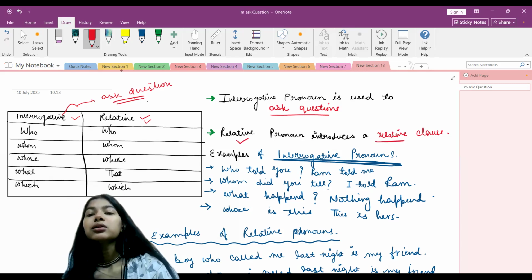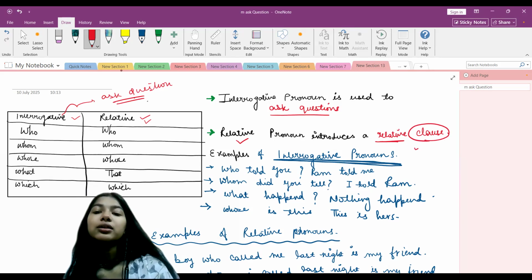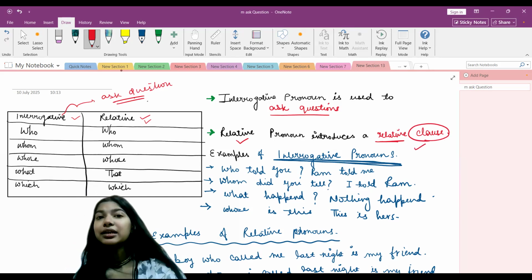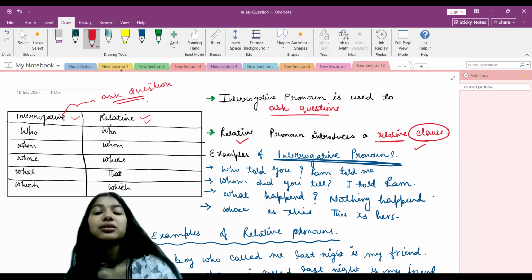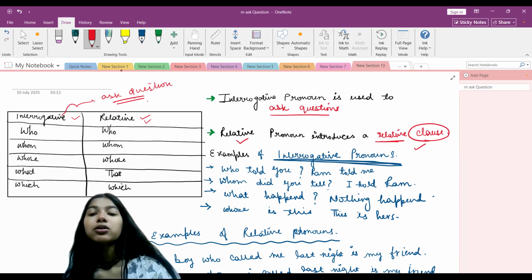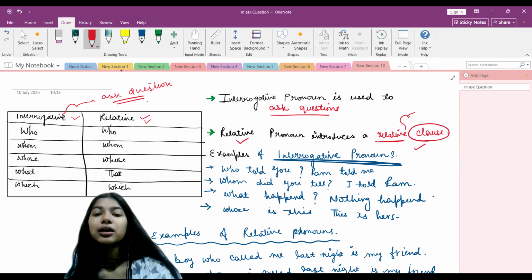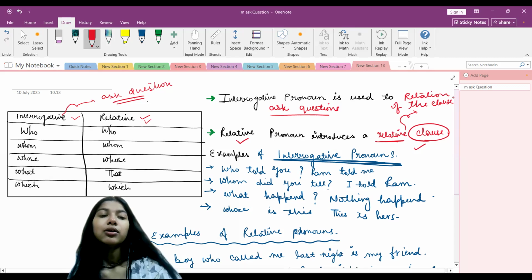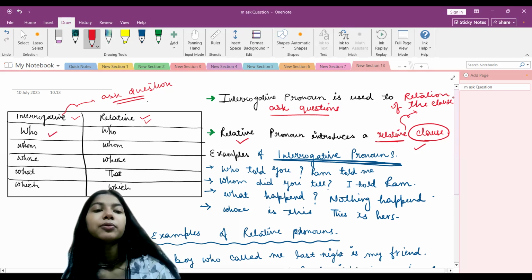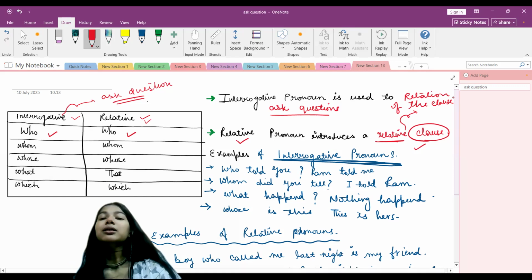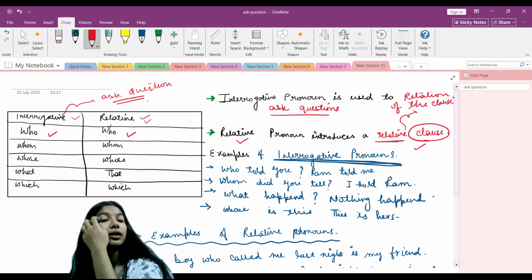It introduces a relative clause, meaning it tells how the clause in the sentence is related. It tells the relation of the clause in the sentence. Both of the pronouns are way too similar, but here we have to find out how they are different.